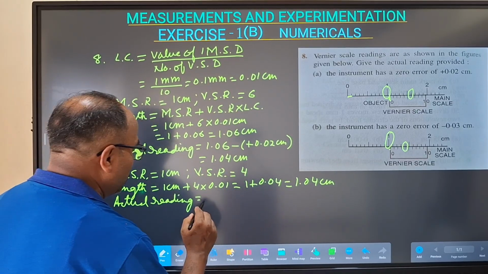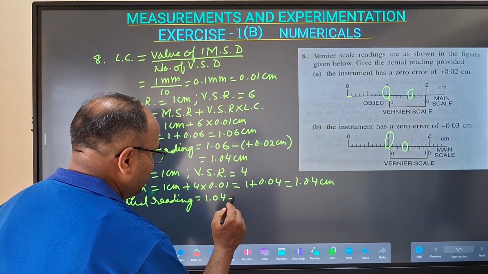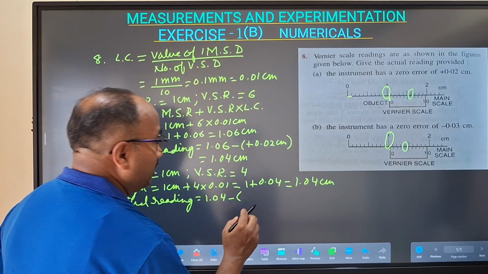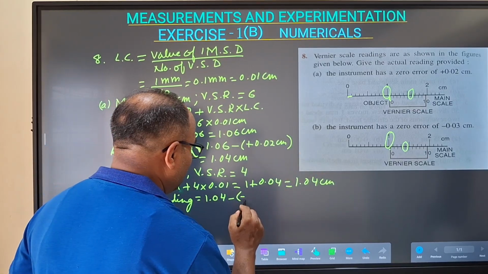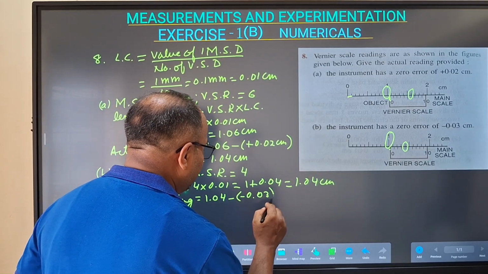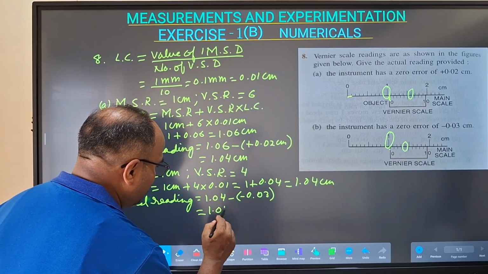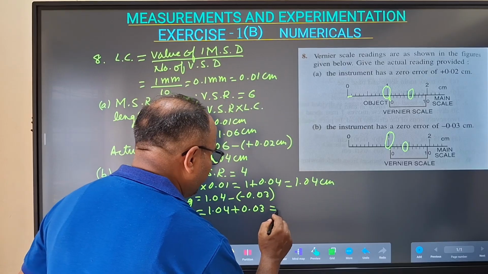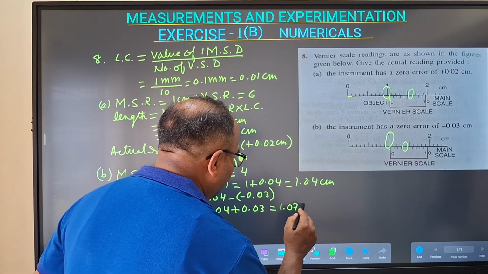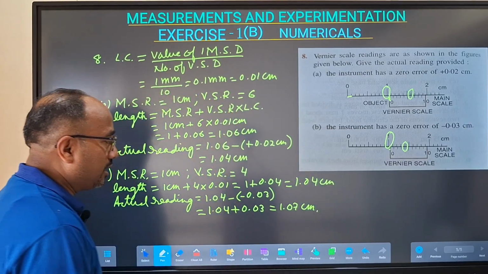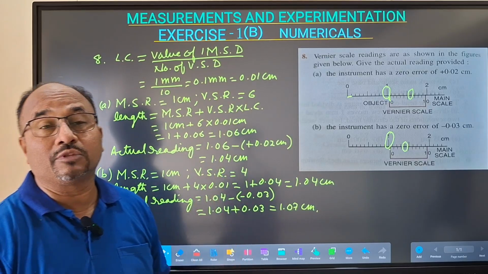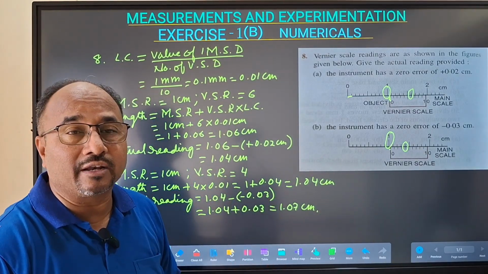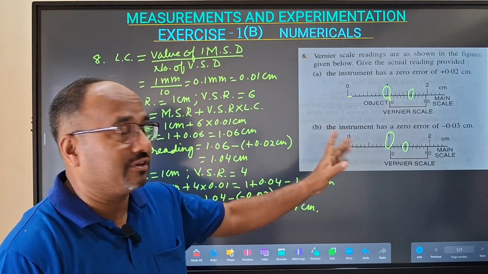So we had got 1.04 minus the negative 1, which is minus 0.03, the zero error. So 1.04 minus minus is plus 0.03. So that will give me 1.07 centimeter as the answer. So I hope you have learned from this how to take the main scale reading and the Vernier scale reading when the figure is given.